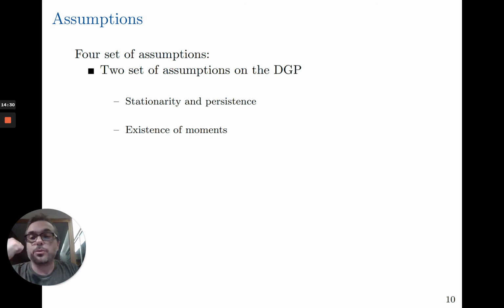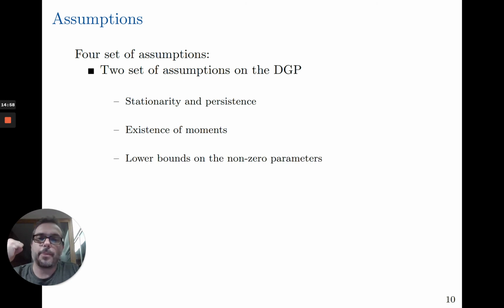Furthermore, because we are not going to impose normality anywhere, we need to come up with another set of assumptions, and these assumptions will be about the moments of the distributions of the variables, both the dependent and the independent variables, and also the error term. So we need to impose some moment restrictions.